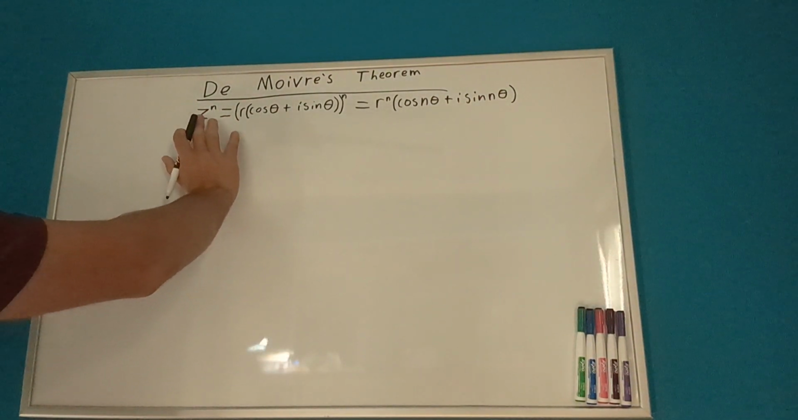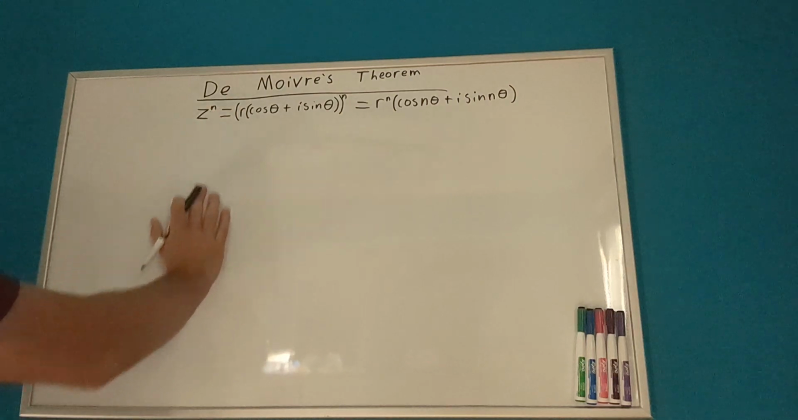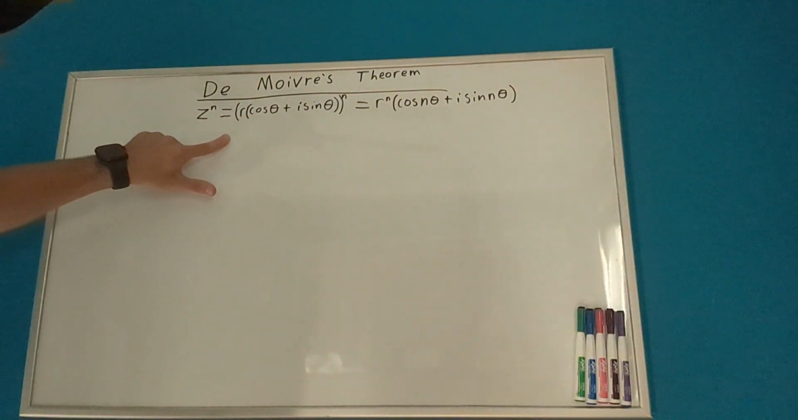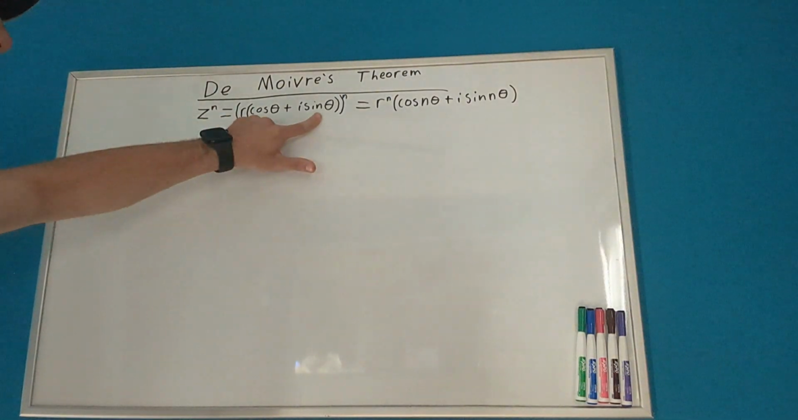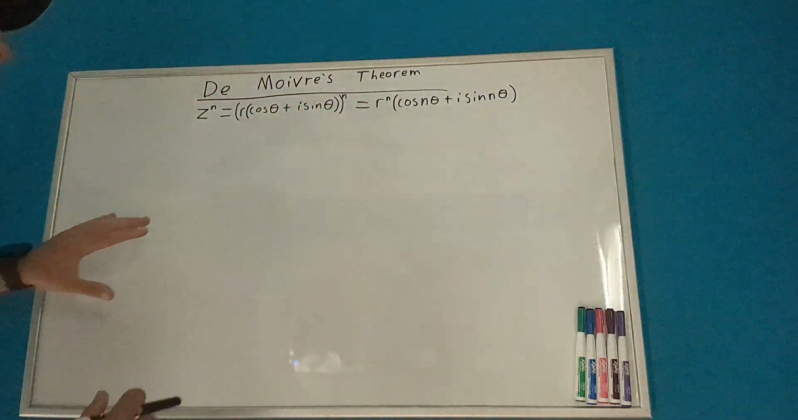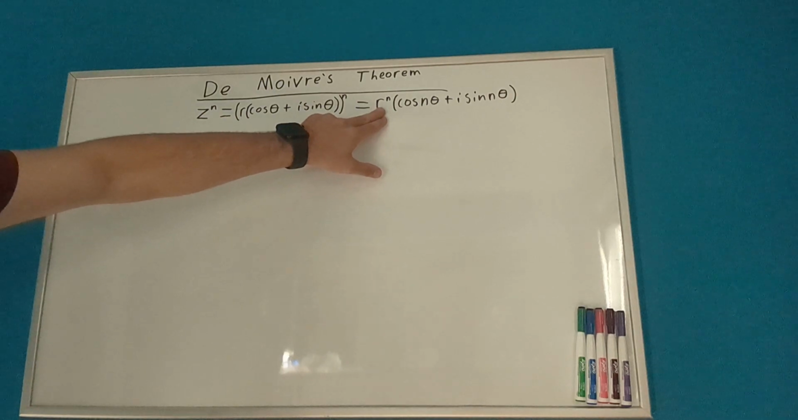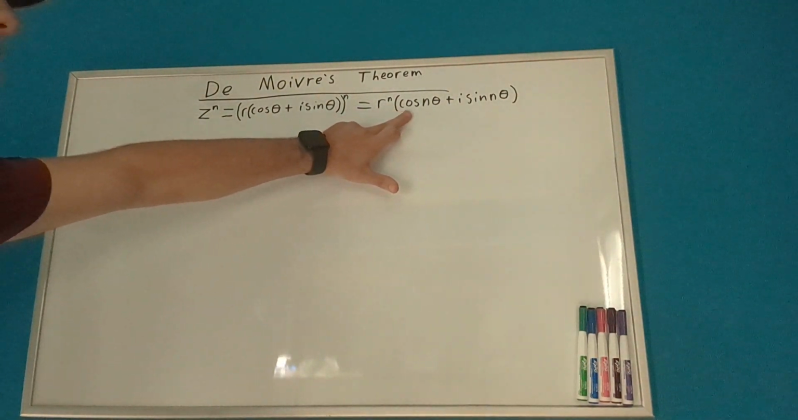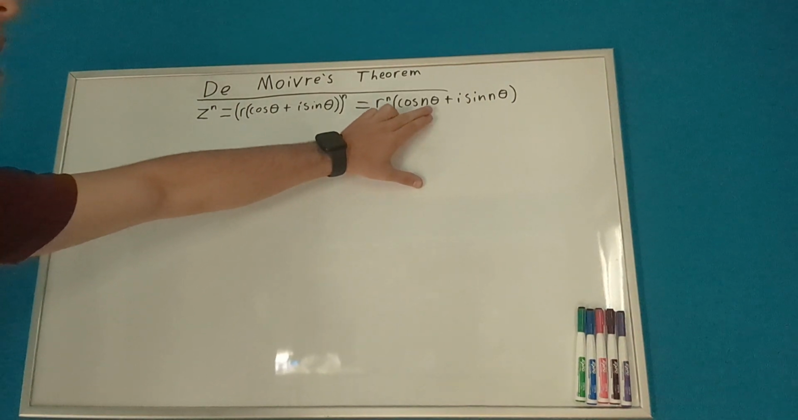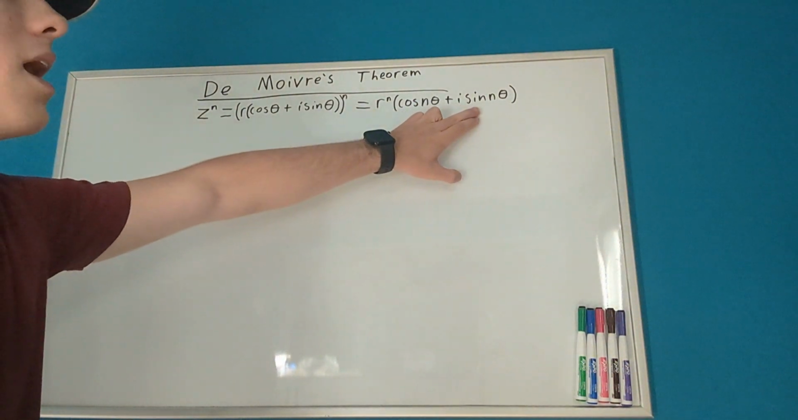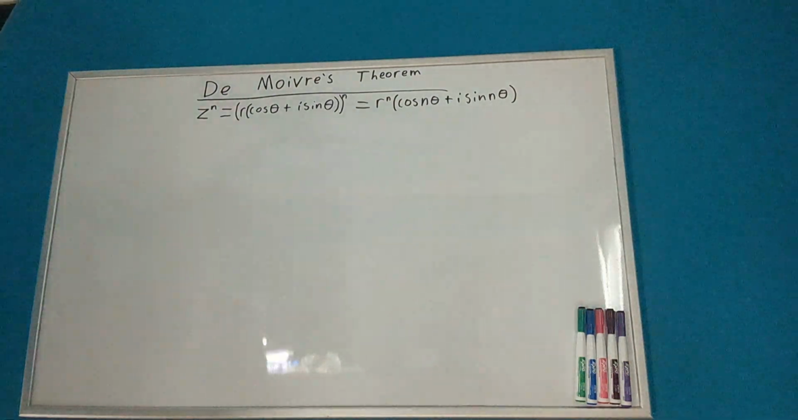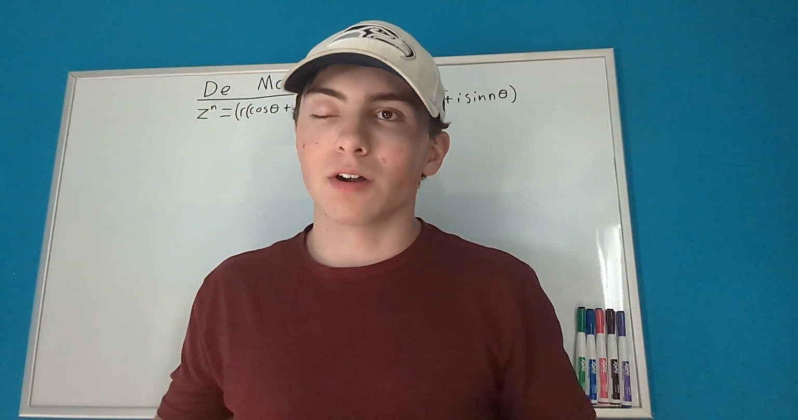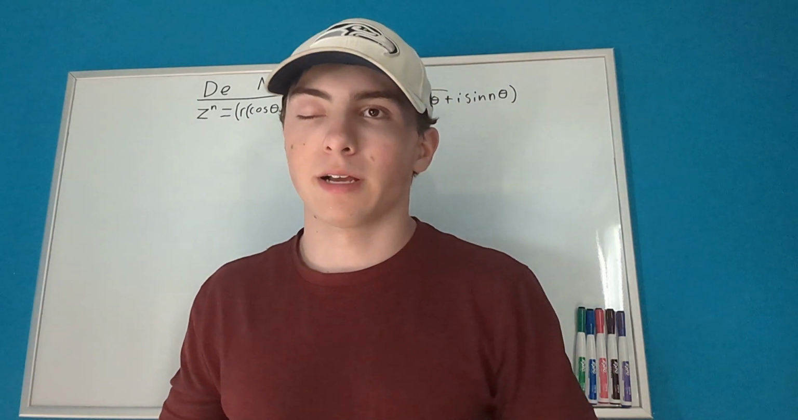If we have some complex number to the power of n, that is equal to our complex number in polar form, all to some power of n, which is equal to our modulus to that power of n, all times cosine of theta times n plus i sine of theta times n. Now, it's pretty easy to understand why this actually works if we understand how you multiply complex numbers.